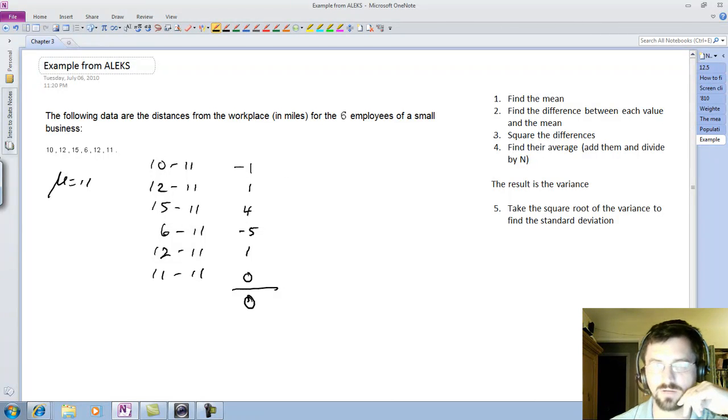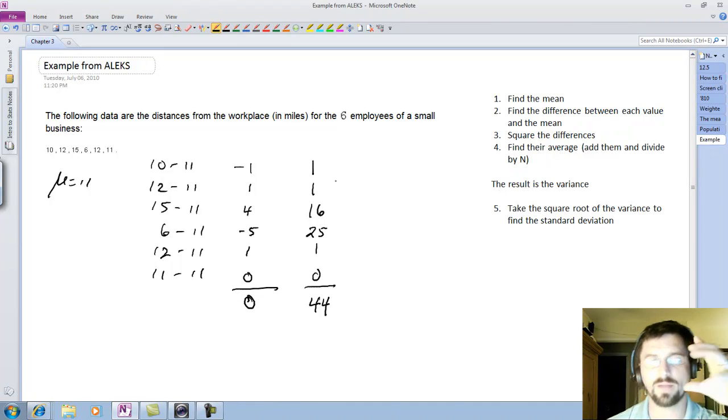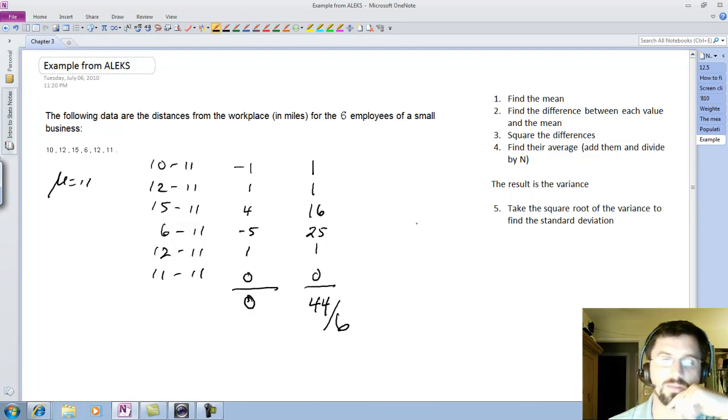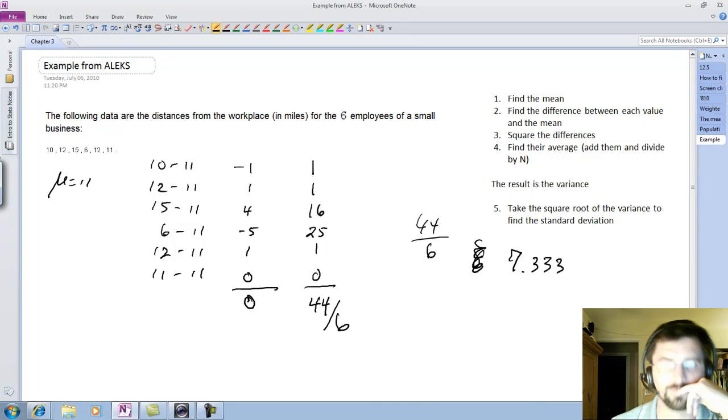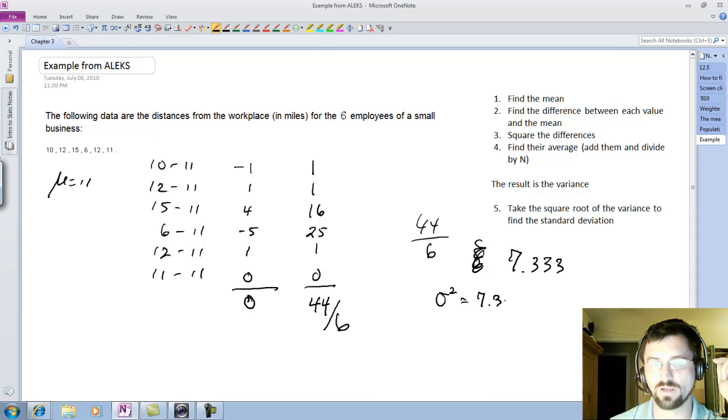But I'm not going to leave it there. I'm going to go to step 3, which says square those results. And when I add all those up, I get 44. Because I want to find their average, I'm going to find the average of them by taking the sum of them, which is 44, and dividing by the number of them, which is, again, 6. So 44 divided by 6 is 7 and 1/3, so 7.333. And that is our answer for the variance. So sigma squared is 7.333.